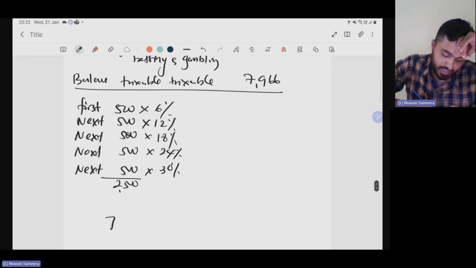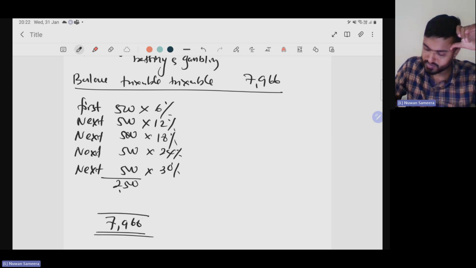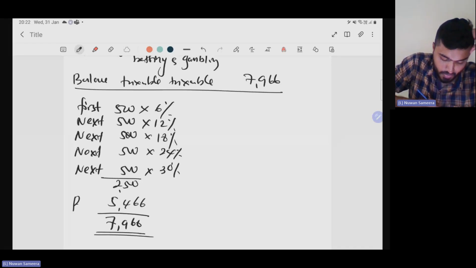So total taxable income is how much? 7,966. 7,966 minus 2,500, the balance is how much? 5,466. That is the balance. So on the balance, it should be taxed at 36%.